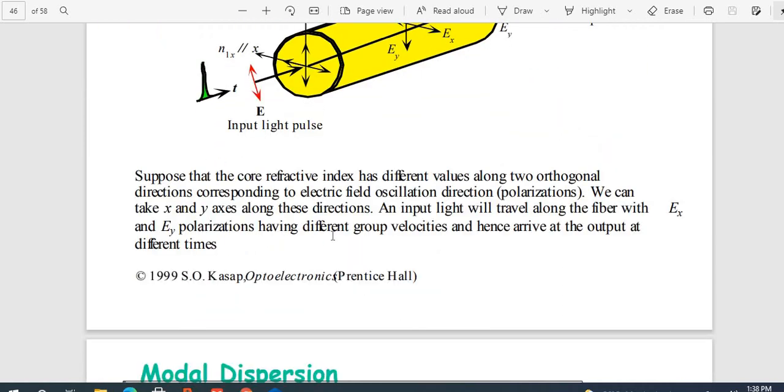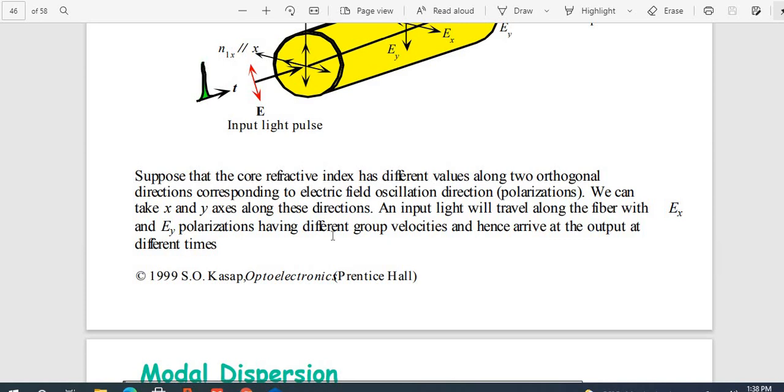First draw the diagram for the x-axis with respect to the y-axis, how it is going to occur. So in this, we have supposed that the core refractive index has different values along two orthogonal directions, meaning perpendicular to each other, corresponding to electric field oscillations. So whatever the electric field is there, it is getting oscillated in the polarizations. That is the oscillation direction. We can take x and y axis as we have taken in the graph.